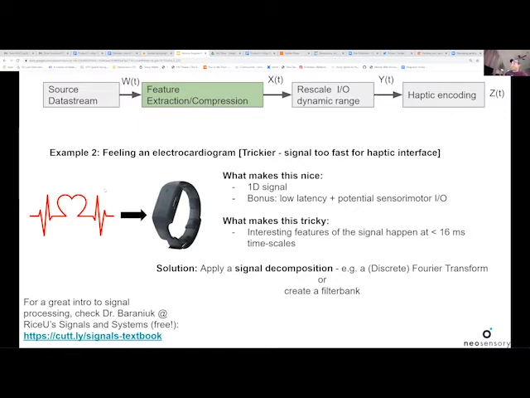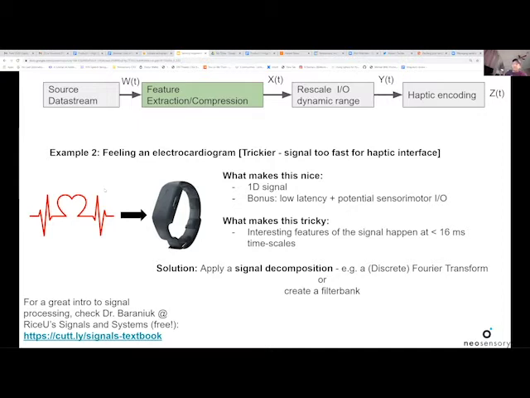What makes this potentially tricky is that there may be interesting information happening at intervals of less than 16 milliseconds that's useful for understanding the shape of the heartbeat pattern. Just as a reminder, the vibrational units, these LRAs on the Buzz, can only encode information about as quickly as 16 milliseconds. So how can we overcome that? Well, there's a nice trick from digital signal processing called signal decompositions.